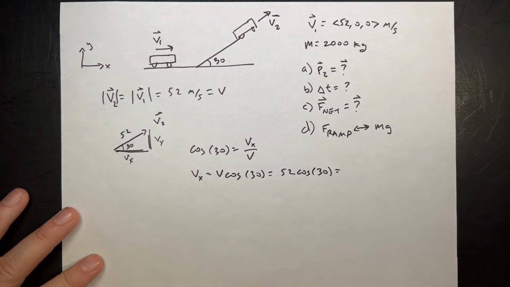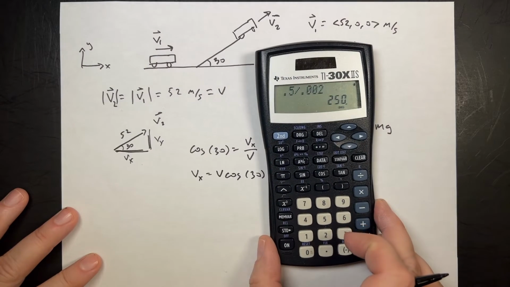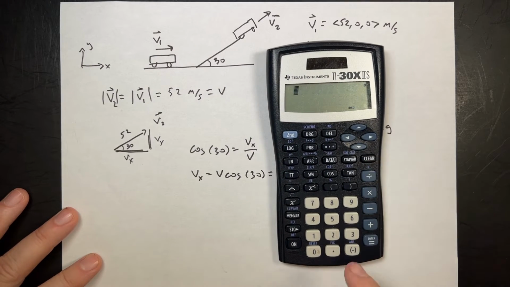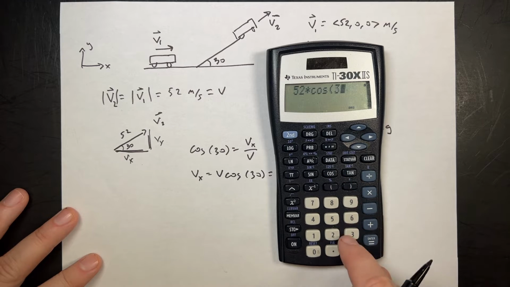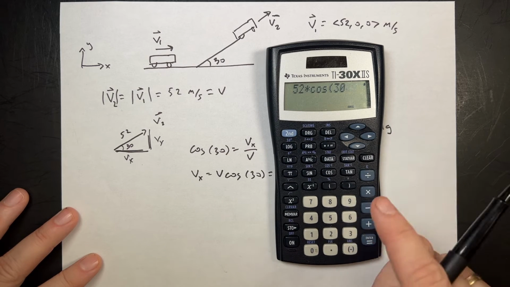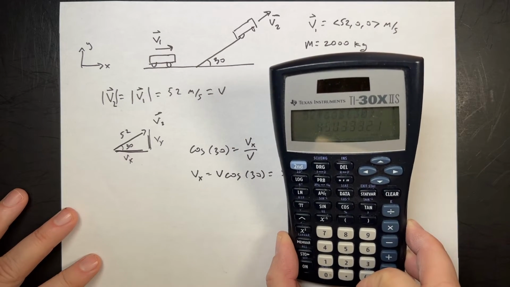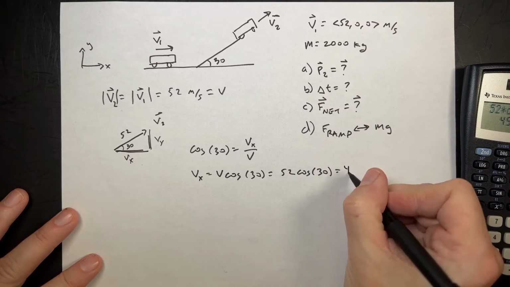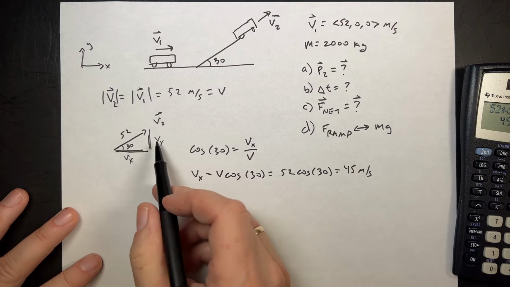So let's do that with the calculator, because I have a calculator right here. Can you see? Right there. Okay. So I'm going to say clear. I'm going to say 52 times cosine of 30. And you'll notice I am in degrees mode, so that's good. Enter. And I get 45, let's just say 45 meters per second.